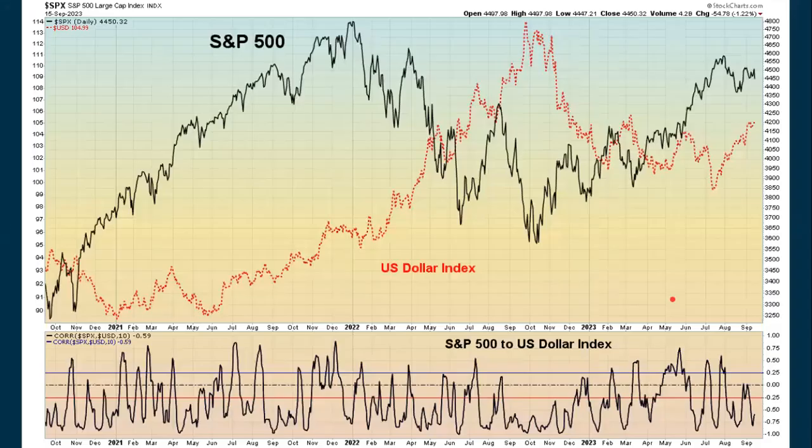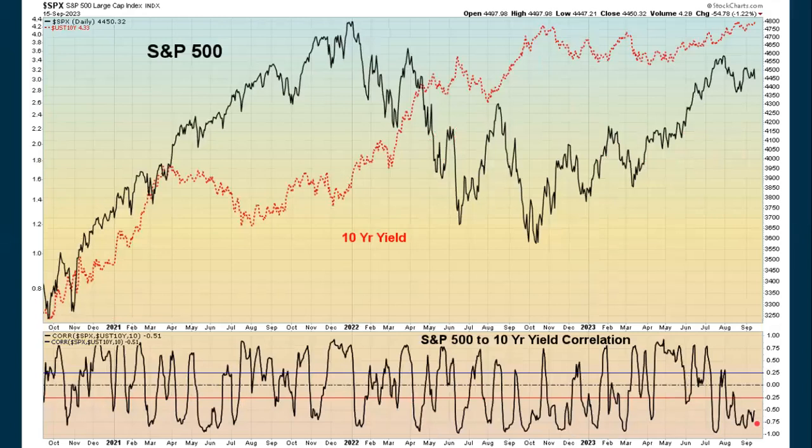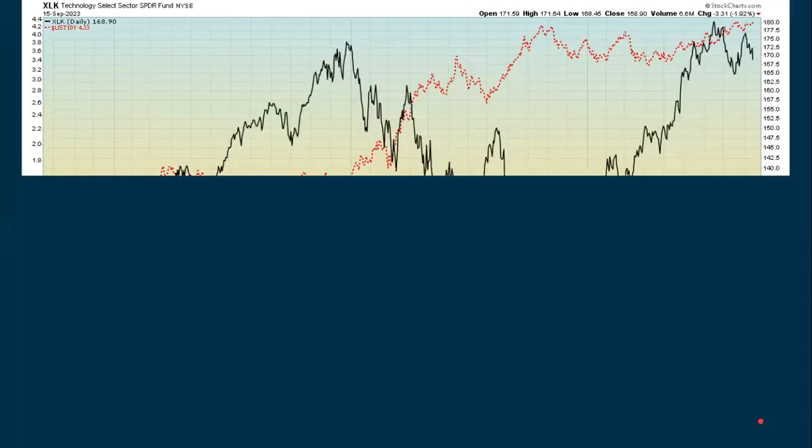Looking at some correlations, we compare the S&P to the US dollar index. They're having a pretty strong tendency to go in opposite directions. The dollar's going up, the S&P is going down, and vice versa. We compare the S&P 500 to oil. There are times when they have a tendency to go in the same direction. Right now, the market's having a tendency to go in opposite directions because of the reasons why oil is going up. We compare the S&P to the 10-year yield, also having a tendency to go in opposite directions.